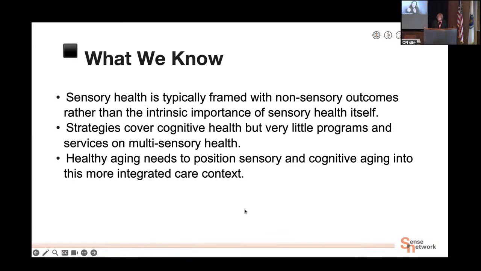And one of the overarching things we talked about is that sensory health is typically framed as being important for a lot of non-sensory outcomes, rather than just the intrinsic importance of maintaining sensory health throughout the lifespan itself. And we wanted to keep that front and center in some of our discussions. Now, the strategies for things like intervention often cover cognitive health, and we talked about olfaction and some of the strategies, but there are very few programs and services on broad multisensory health. And we talked about how healthy aging really needed to position itself within sensory and cognitive aging into a much more integrated care context. From a policy perspective, how do we achieve this?